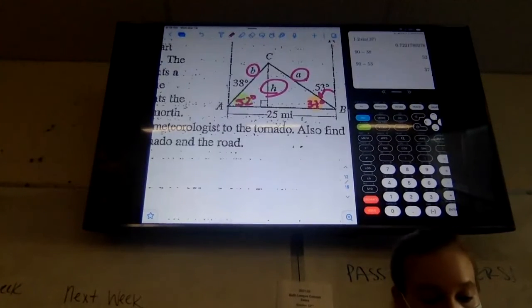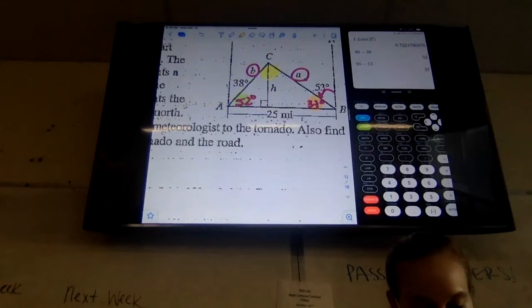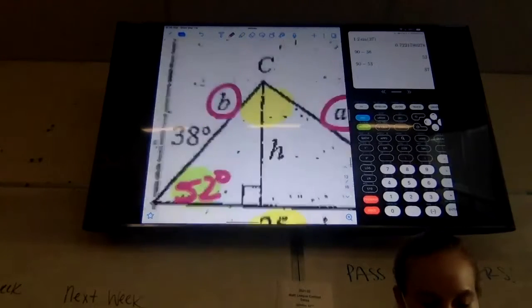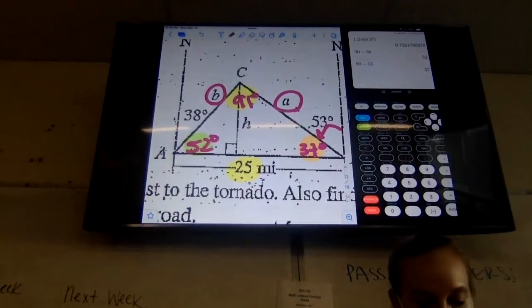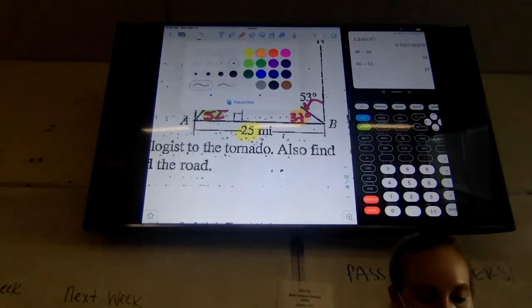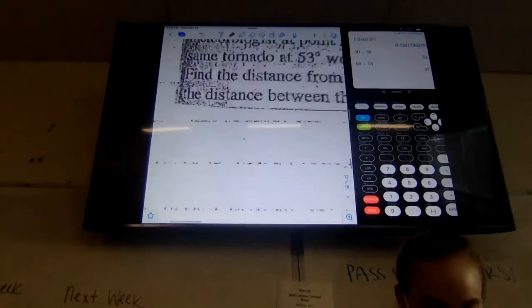Before I can set it up though, let's figure out what angle C is because I'm going to need to know that. What's angle C going to be? What do you say, Rocco? 91? Awesome. So we know 52 plus 37 plus 91 must add up to 180. So now that helps me use my law of sines. So I'll do sine of 91 over 25 equals sine of 37 over B. And I'll do sine of 91 over 25 equals sine of 52 over little a. So I'll do both of those equations separately.